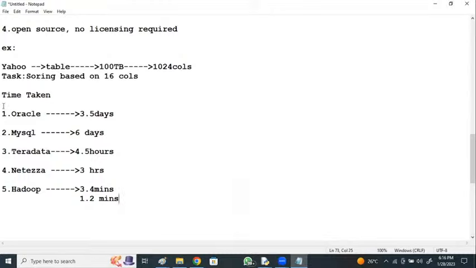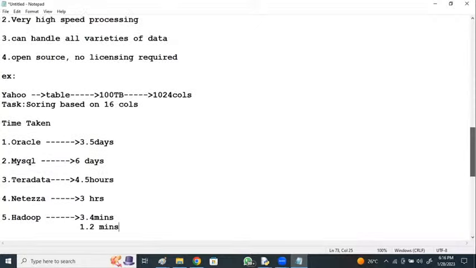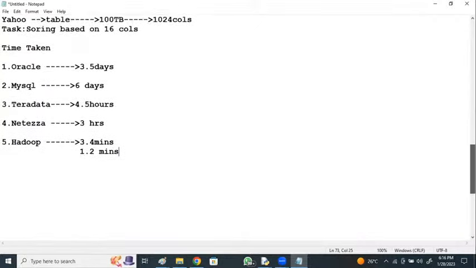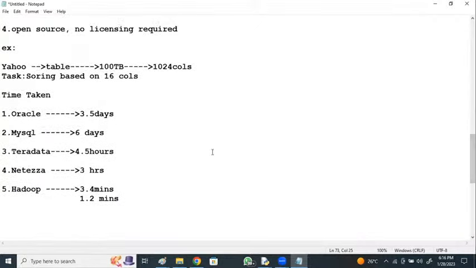So this is the Hadoop speed, right? Compared with other things which have taken days and hours, Hadoop has taken just minutes. That is, Hadoop is proven in the market from the processing point of view, and from the storage point of view also. Very high speed processing. Today, most projects, like ETL kinds of projects, are migrating towards Hadoop and Spark environments, right?